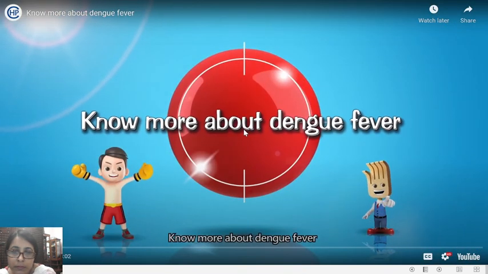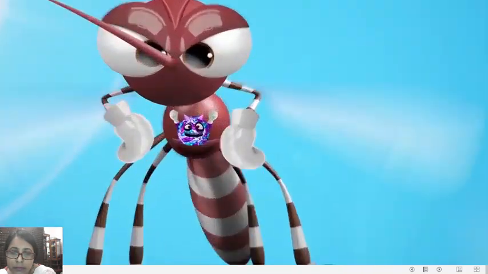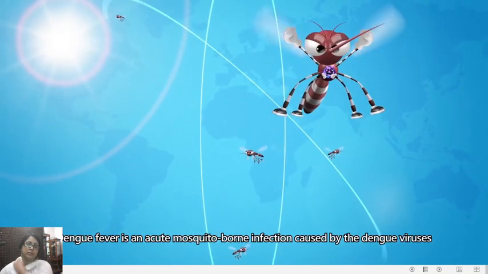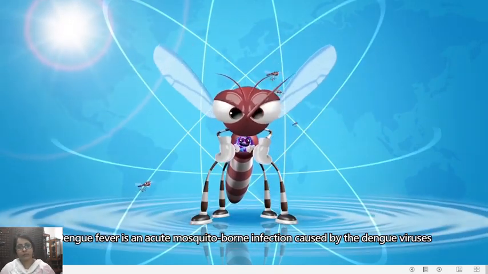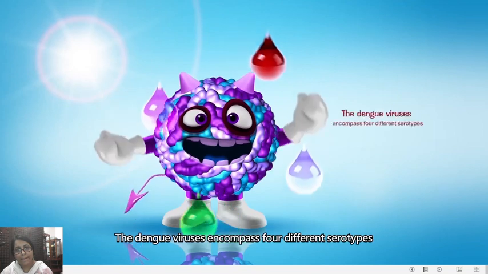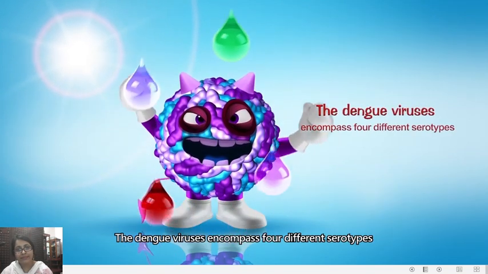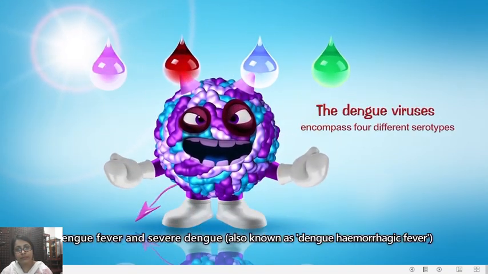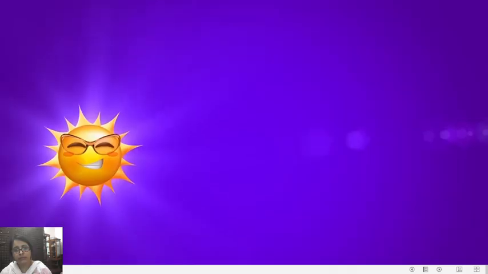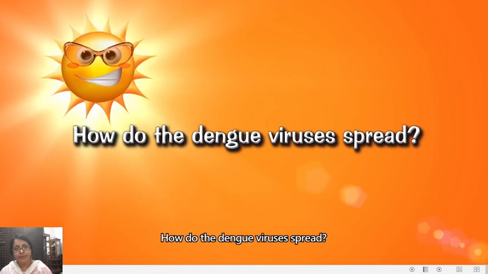Know more about dengue fever. I am dengue virus. Dengue fever is an acute mosquito-borne infection caused by the dengue viruses. The dengue viruses encompass 4 different serotypes, each of which can lead to dengue fever and severe dengue, also known as dengue hemorrhagic fever. How do the dengue viruses spread?